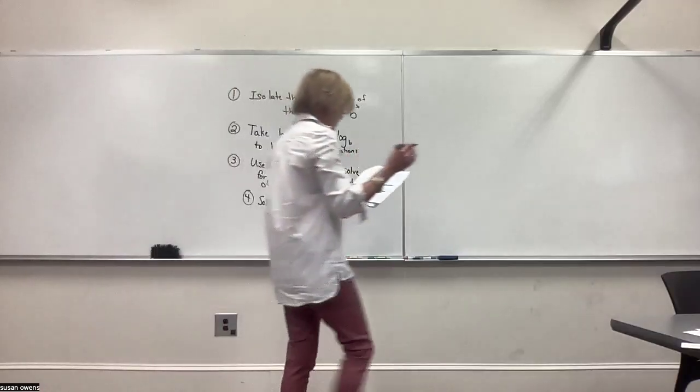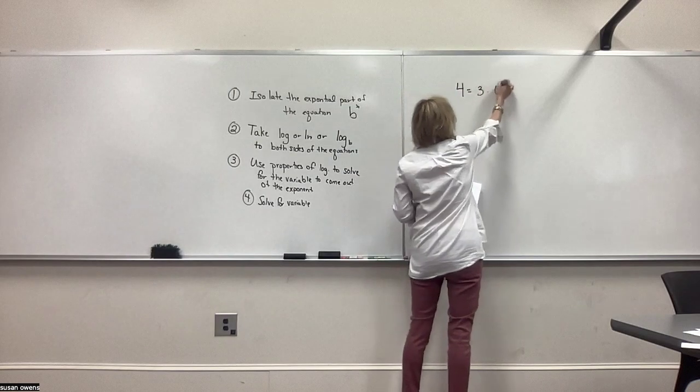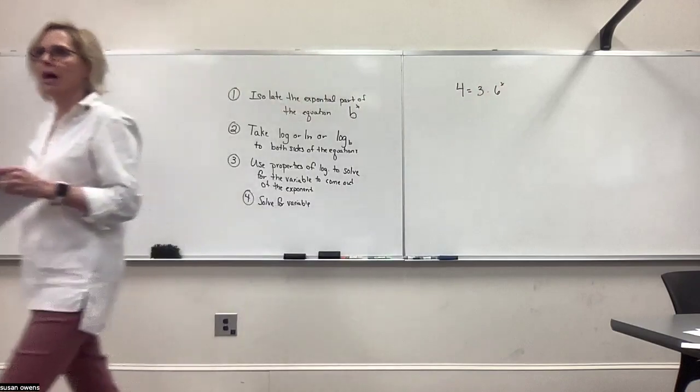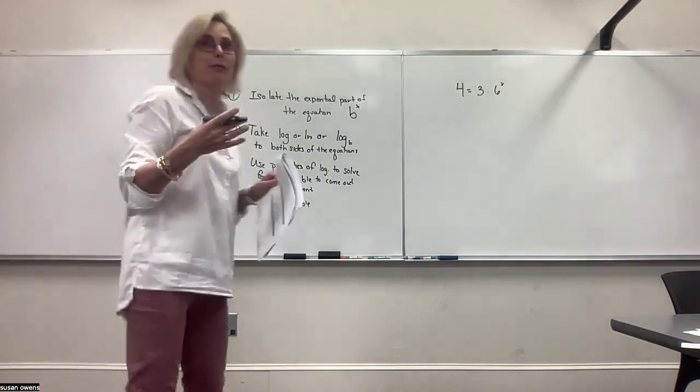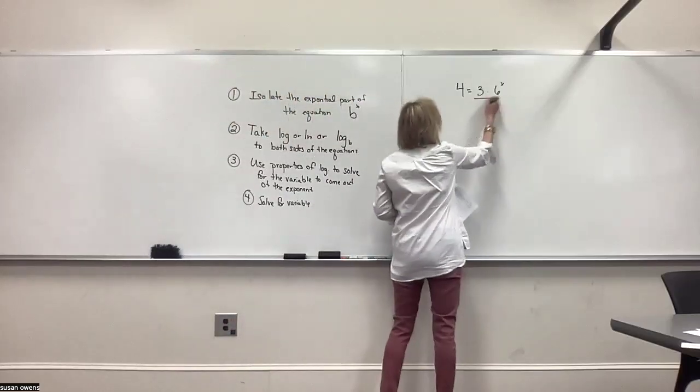We have an example there. 4 is equal to 3 times 6 to the x. So we have a variable in the exponent. That means that we're going to have to use logarithms somewhere in this. The first thing that we need to do is to get the exponential piece by itself. So we want just the 6 to the x. So we need to get rid of that 3, which is doing what with the 6 to the x? It's multiplication. So to get rid of the 3, we need to do what to both sides of the equation? Divide by 3.